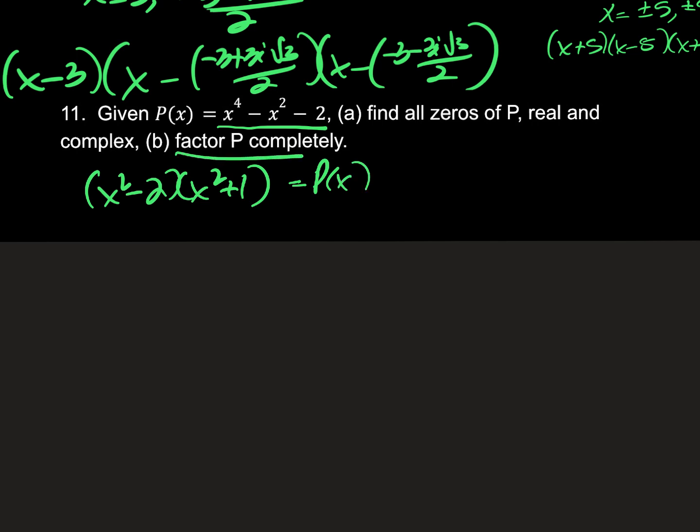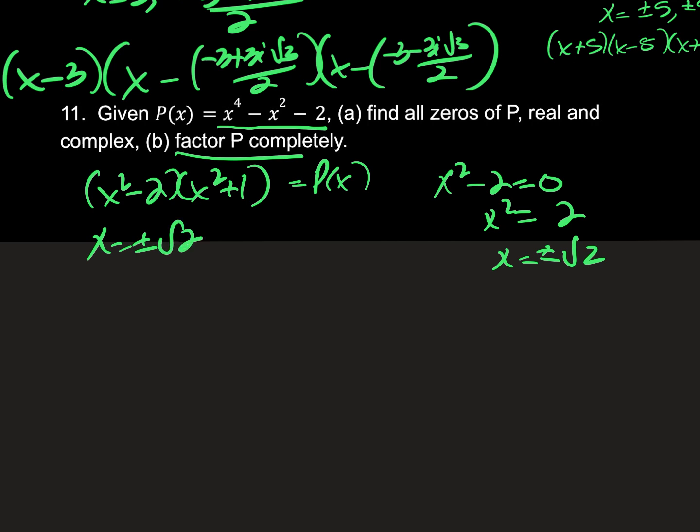X squared minus 2, I can find those zeros really easily. I can bring that over here. X squared minus 2 is 0. Move the 2 over. Take the square root. You get plus or minus square root of 2. So there's 2 of them. The other 2 are going to come from the x squared plus 1 of this.